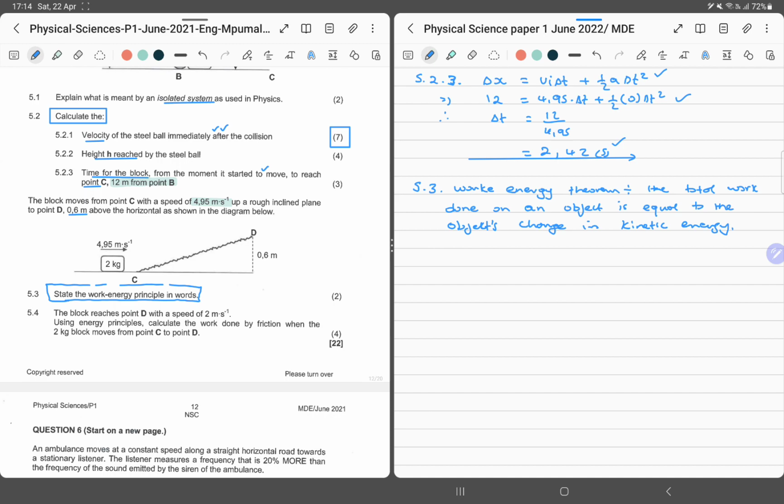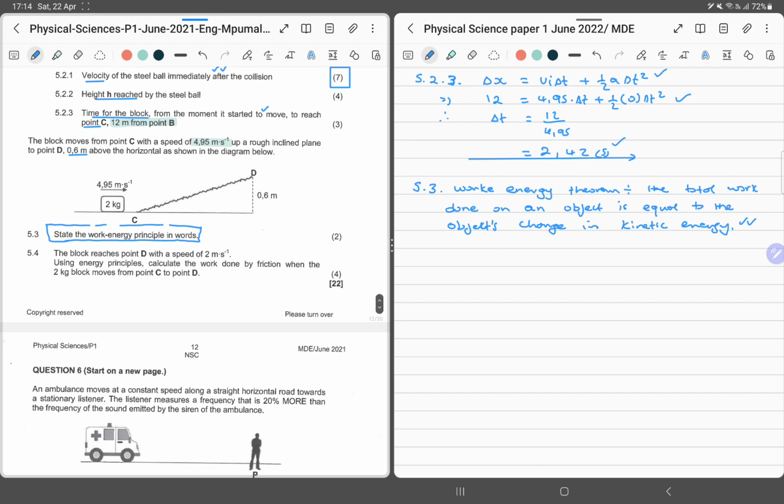Okay, that's it. So easy stuff, 2 marks for free there. But make sure you understand that thing so that it doesn't haunt you when some serious questions are being posed. Now it says the block reaches point D with a speed of 2 meters per second. Now we are told what to use: using energy principles, so nothing else. So you cannot use equations of motion alone. Calculate the work done by friction.